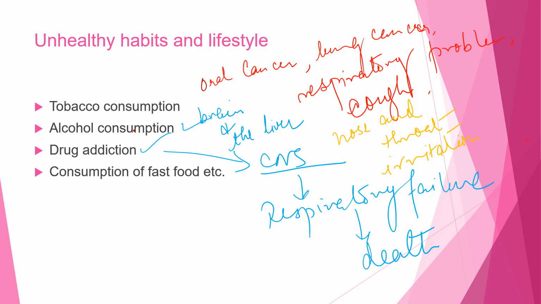Now next comes the consumption of fast food. So nowadays people are mostly dependent on fast food. They don't eat their homemade food. So what is happening? These fast foods are quickly available: burgers, pizzas, samosas, and so on, which are rich in fats and have high caloric value.